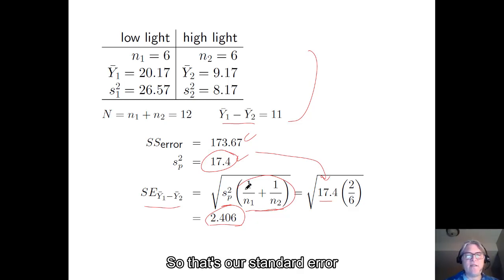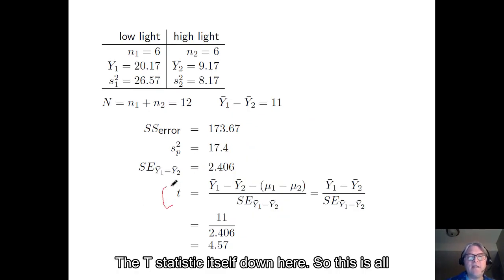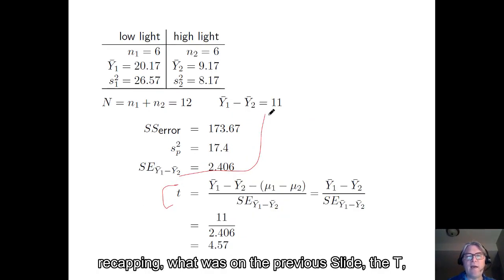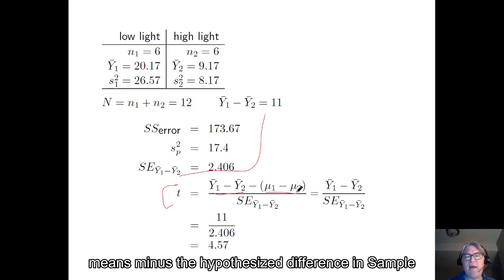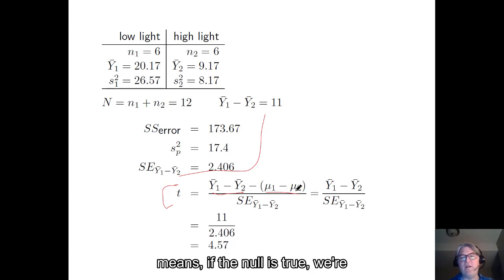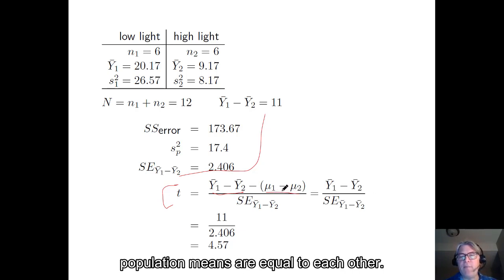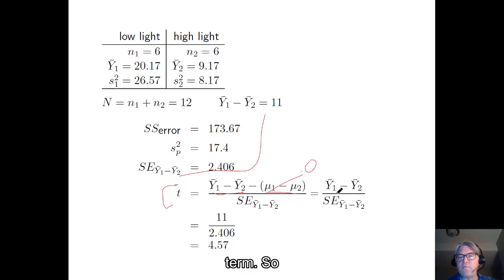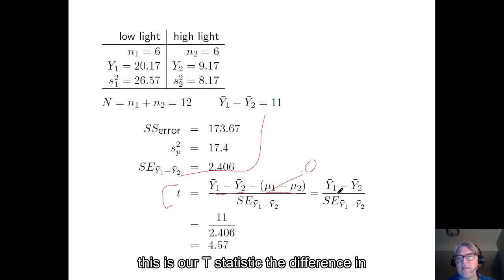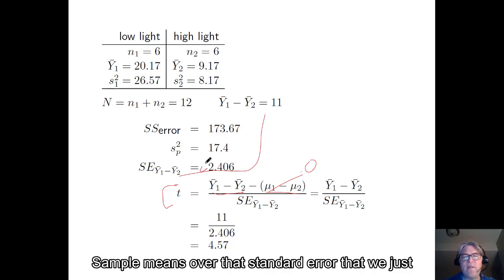So that's our standard error for the difference in means. The t-statistic itself down here, so this is all recapping what was on the previous slide, the t-statistic is the difference in sample means minus the hypothesized difference in sample means if the null is true. We're testing the null hypothesis that the two population means are equal to each other, so this thing will go to 0, so we can drop that term. So this is our t-statistic, the difference in sample means over that standard error that we just calculated there.